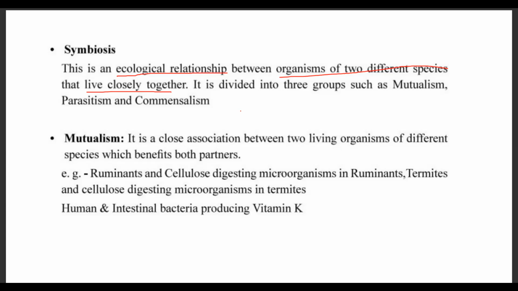Now, if we take symbiosis, it can be divided into 3 groups as mutualism, parasitism, and commensalism. Mutualism, parasitism, and commensalism. Here, mutualism, it is a close association between 2 living organisms of different species which benefits both partners.